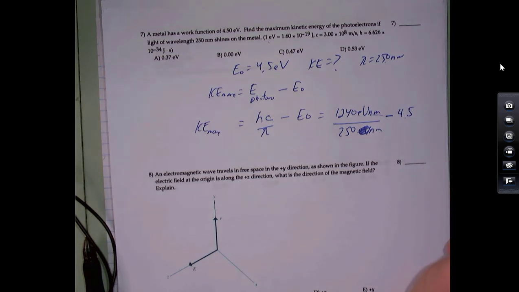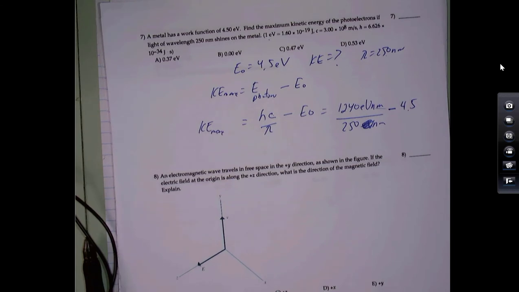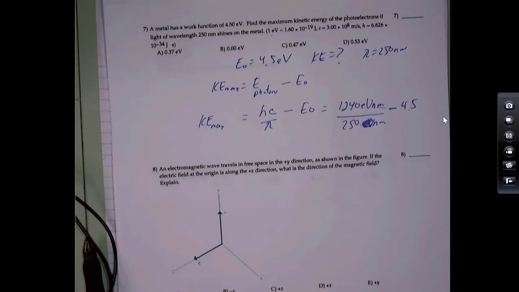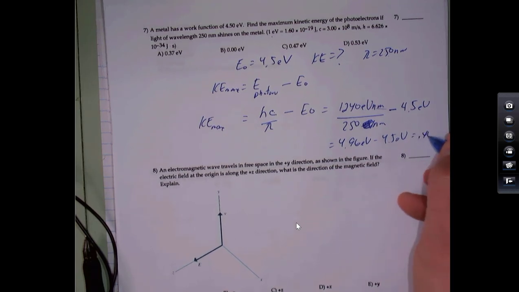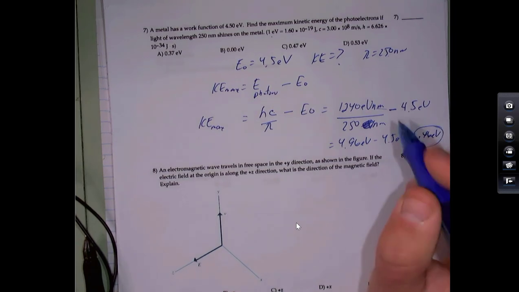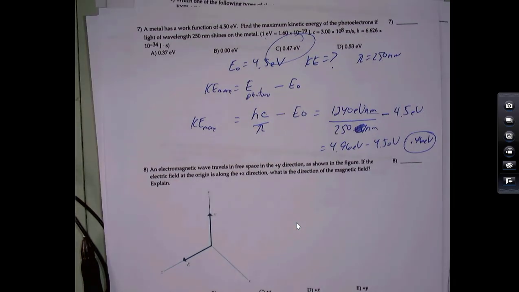Okay. So 1240 divided by 250, that would be almost 5, but not quite 5. We'll have to actually do that one. Let's see if I can find my calculator really quickly. All right, looks like it's about 4.96 minus 4.5, so 0.46 or so. I rounded it a little bit, so hopefully this is close. Okay, I checked, and yeah, that's the actual answer.